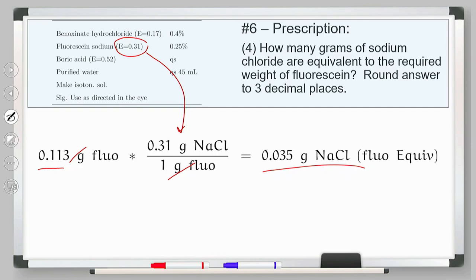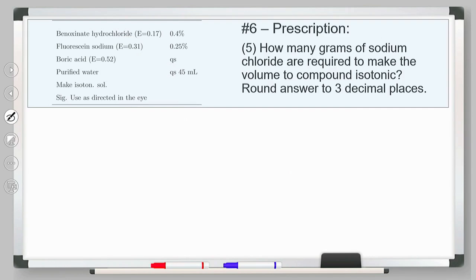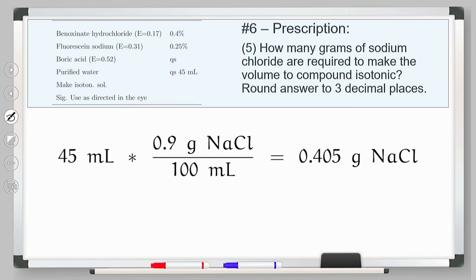What I still don't know, though, is what is my target? How much sodium chloride equivalent do I need? This is always going to be done the same way, but it's going to start with the volume you're trying to prepare. In this case, it's 45 milliliters. This will always be the same. Is everyone clear on that? An isotonic sodium chloride concentration is 0.9%. So it's always going to be 0.9 grams over 100 mLs times whatever volume you're trying to make. So for that volume, I'd need 0.405 grams of sodium chloride total. That's the total sodium chloride I would need to make 45 milliliters isotonic.